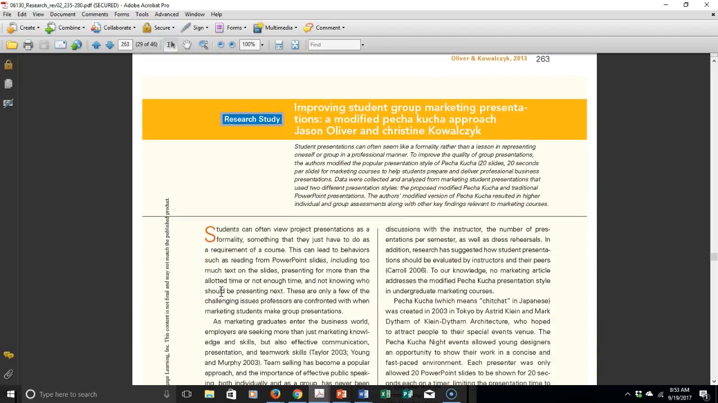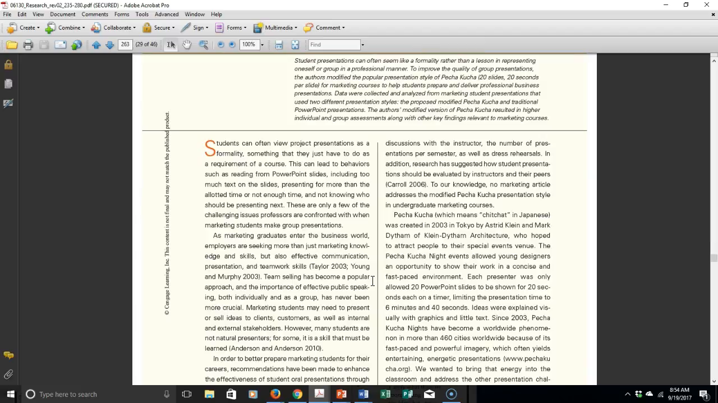As you can see, the article begins with an abstract, which is always important because it provides you with a summary of what happened. And you can see here they're talking about the Pecha model. They're talking about how they collected data from marketing student presentations, and there were two different approaches that were used, the Pecha and the traditional PowerPoint presentations. So let's take a closer look now at the introduction.